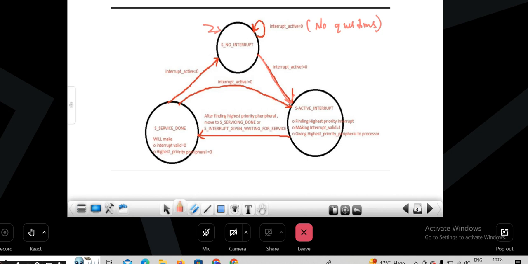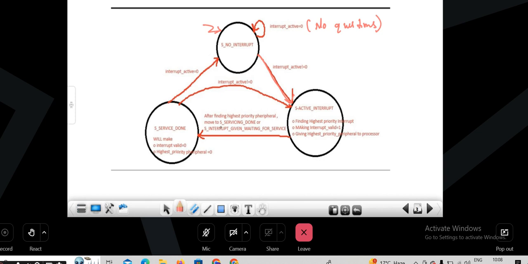Did you understand? So how many states have I represented here? 3 states. Shall I use one-hot encoding to represent this? How can we represent one-hot encoding? State at no interrupt is equal to what? 3'b001. This state is what?